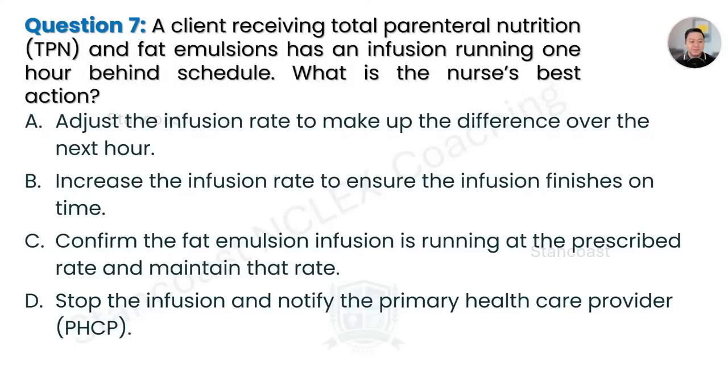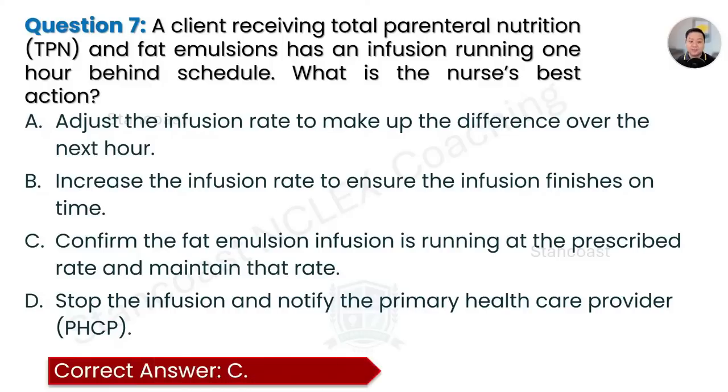A client receiving total parenteral nutrition and fat emulsions has an infusion running 1 hour behind schedule. What is the nurse's best action? A. Adjust the infusion rate to make up the difference over the next hour. B. Increase the infusion rate to ensure the infusion finishes on time. C. Confirm the fat emulsion infusion is running at the prescribed rate and maintain that rate. And D. Stop the infusion and notify the primary healthcare provider.